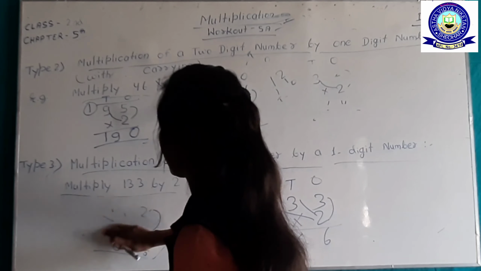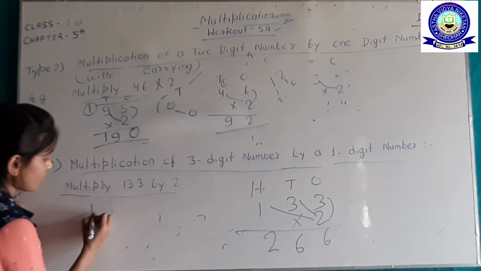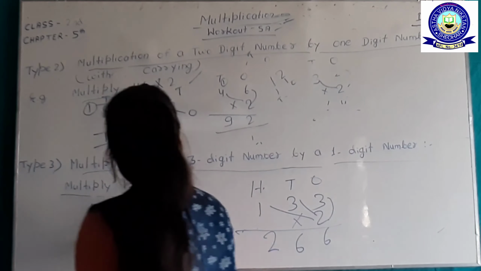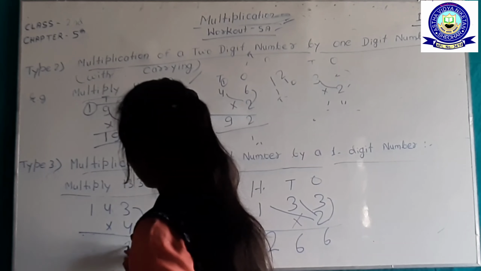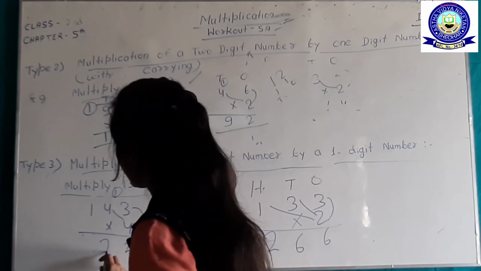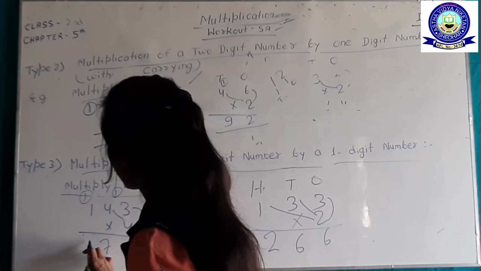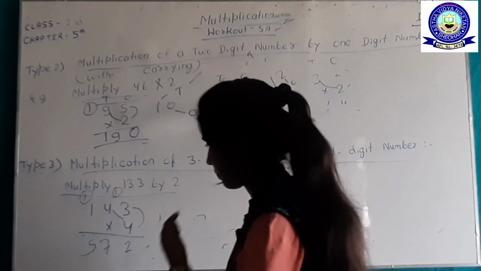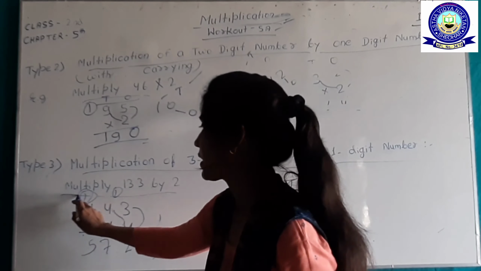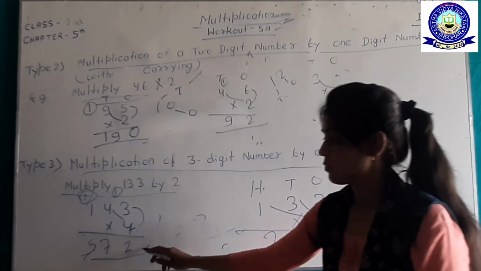When we have to multiply it with the help of carrying, see another example. 143 into 4. 4 into 3 we get 12. 1 will be our carry. 4 into 4, 16 plus 1, 17, and 1 will be our carry. 4 into 1 we get 4 and this carry will be added to 4, so we get 5. This is our multiplication with carrying.